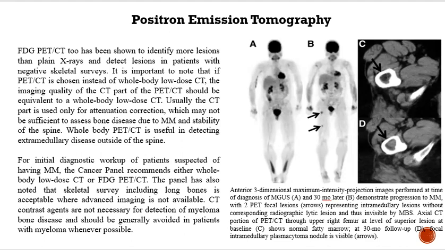Usually the CT part is used for attenuation correction, which may not be sufficient to assess bone disease due to multiple myeloma and stability of the spine. The whole body PET imaging is useful in detection of extramedullary disease outside of the spine.